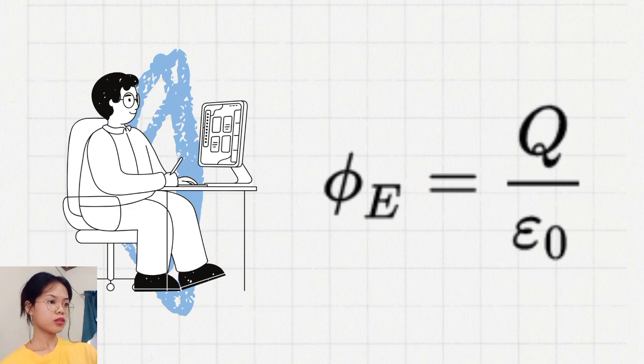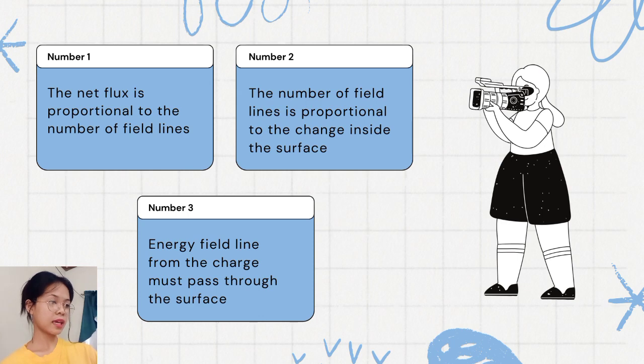Now we can say that this result mathematically represents that the net flux is proportional to the number of field lines. Second, the number of field lines is proportional to the charge inside the surface. And lastly, every field line from the charge must pass through the surface.